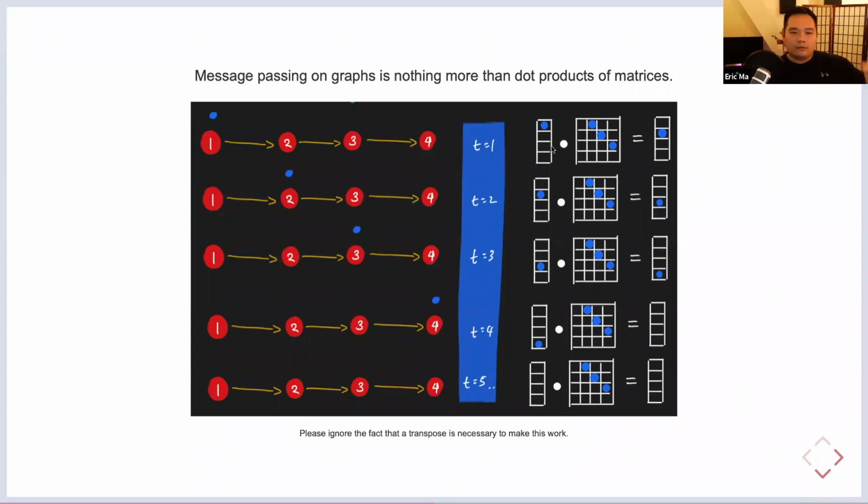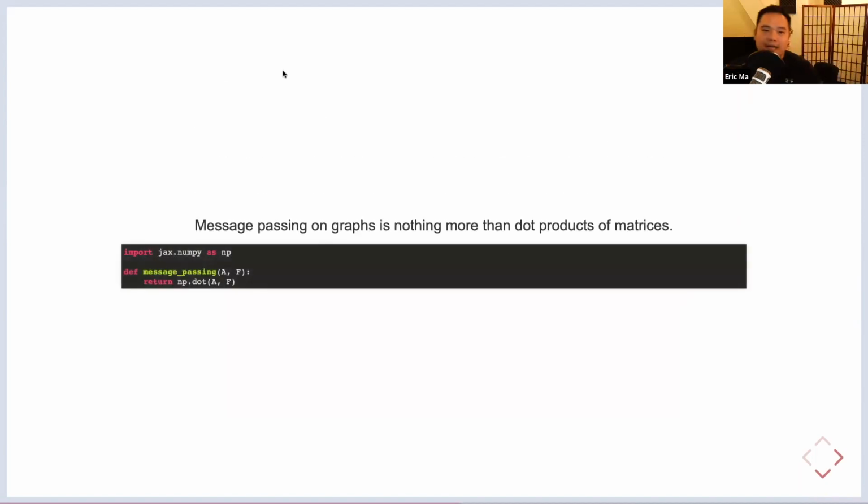Now, if you did a bunch of other transposes and reversed the order of operations, you'd actually get the adjacency matrix dot product the feature matrix, which is the kind of convention that I'll be using for the rest of the slides. But this was an illustration that needed enough space on my iPad when I was drawing it. So I'm going to just put this to you that message passing on graphs, again, is nothing more than a dot product of matrices. And that's shown in this little simple Python function that is on my slides over here.